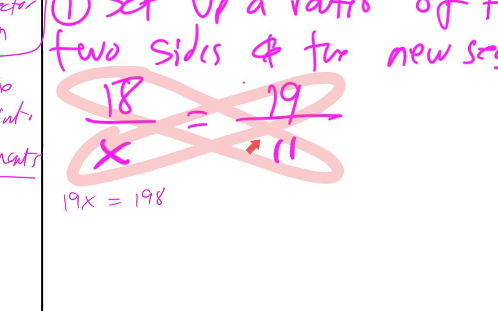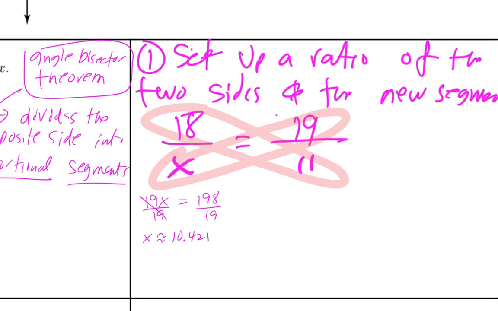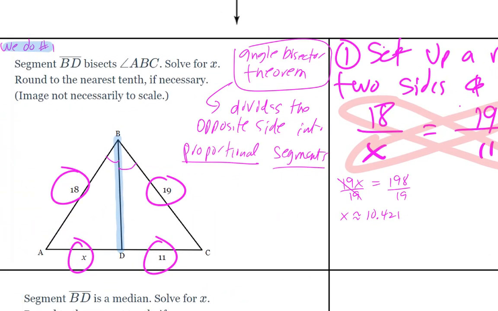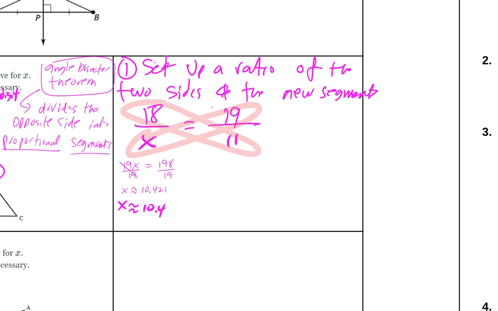Once we do that, it looks quite simple, right? We know to get x by itself, we're going to do our final step, which is dividing by that coefficient. So we're going to divide both sides by 19. Those cancel out. So x is going to be approximately 10.421, let's write down three decimals. But we know the tenth means one digit past the decimal. So our answer is x is approximately 10.4. That's how we do it. So that's the first way.